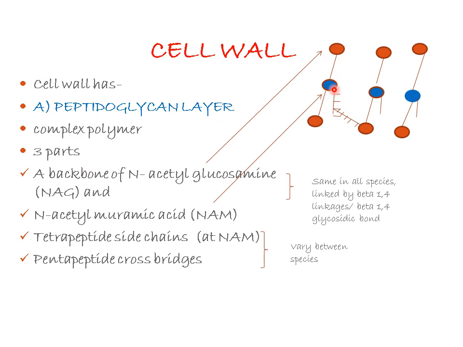Further, if we see, then there are tetrapeptide side chains, and the two layers are cross-bridged with the help of a pentapeptide cross bridge. This cross bridging provides rigidity to the cell wall. Here, the N-acetyl glucosamine and N-acetyl muramic acid are the same in all species, but these tetrapeptide side chains and pentapeptide cross bridges may vary between different species.